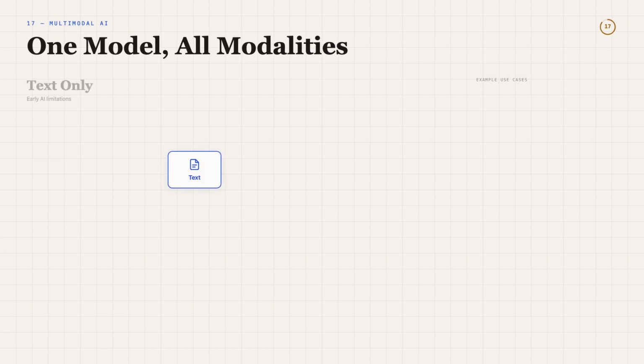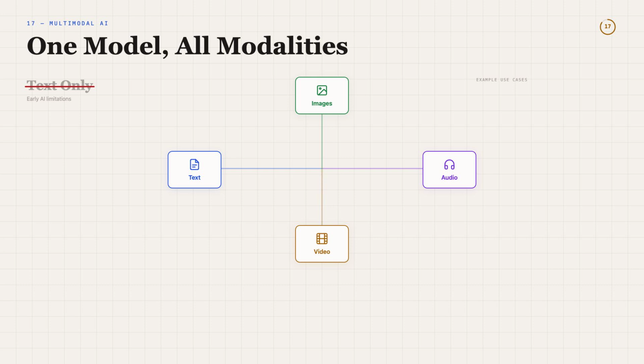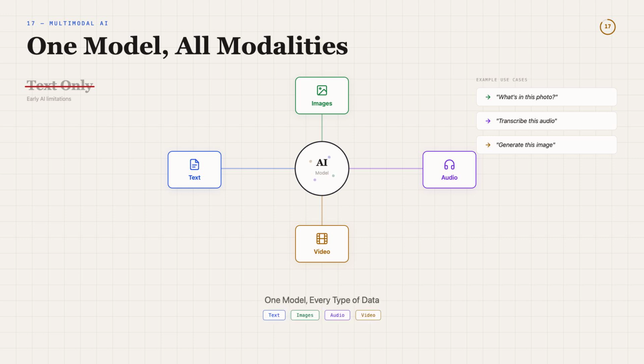Finally, let's talk about where AI is heading next. Early AI models could only handle text. Multimodal models can handle everything. Text, images, audio, and video, all in one model. You can show it a photo and ask, "What's in this picture?" You can give it an audio clip and ask for a transcript. You can even describe an image in words and it'll create one. One model, every type of data, that's multimodal.